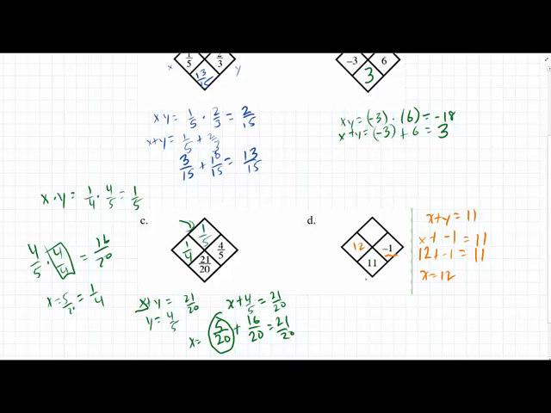And then finally for the xy, we just multiply 12 times -1, which is -12. Okay, so those are the diamond patterns.